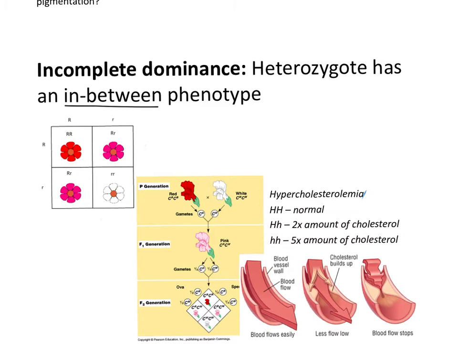An example of this is flower color. Those that are homozygous dominant are red, those that are homozygous recessive are white, and those that are heterozygous are neither red nor white, but rather they seem to be a blend of the two, which when red is mixed with white produces pink. So it's this intermediate phenotype.